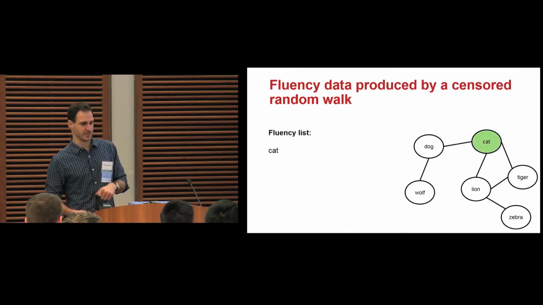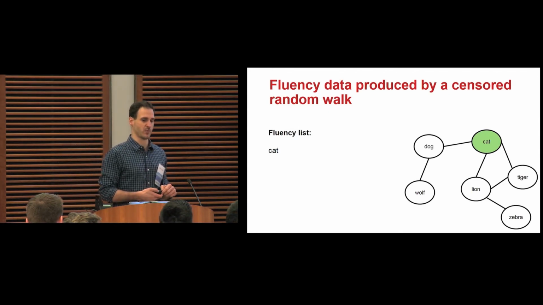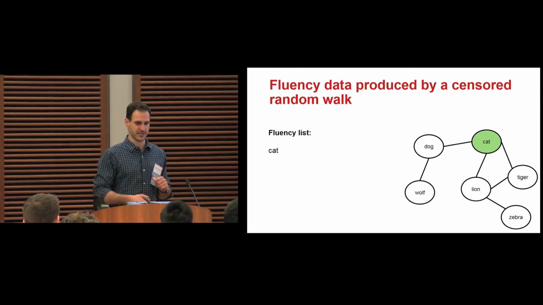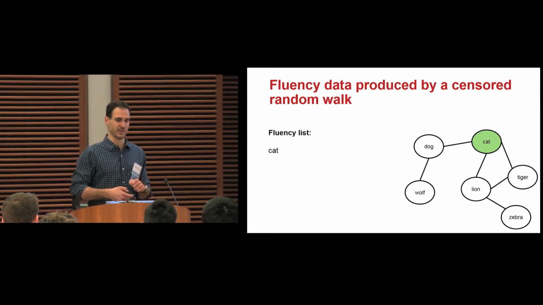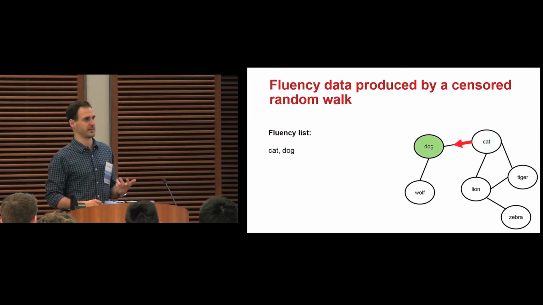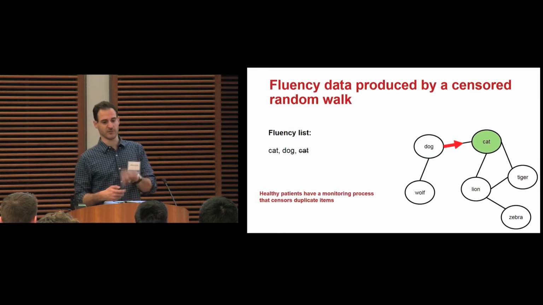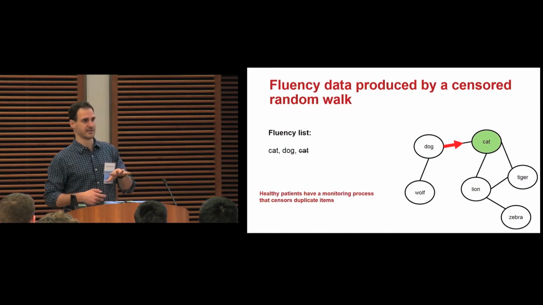The way our model works is we think that fluency data can be approximated by a censored random walk on the semantic network. So you might start at some random node in the network, such as cat, and you take a random walk, which means you follow any of the edges at random that are connected to that node. So you might go from cat to dog, and our model would predict that your fluency list would be cat and dog. Sometimes if you take a random walk, you're going to traverse over the same node more than once. So you might go from cat to dog and then back to cat.